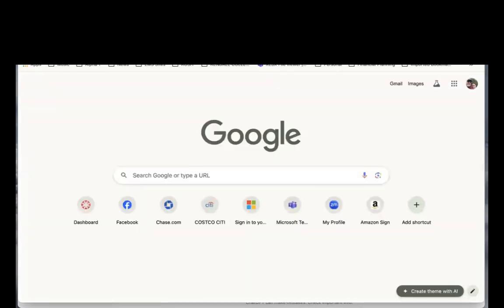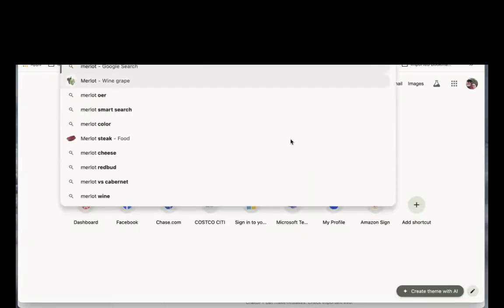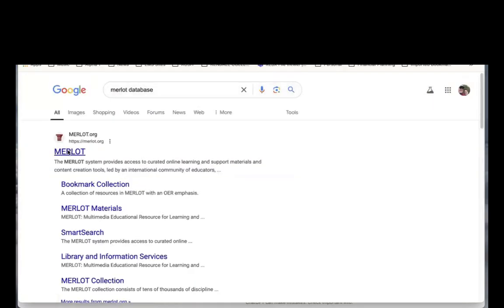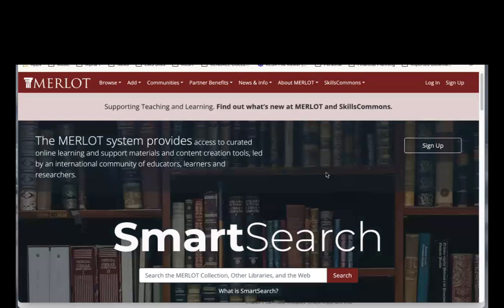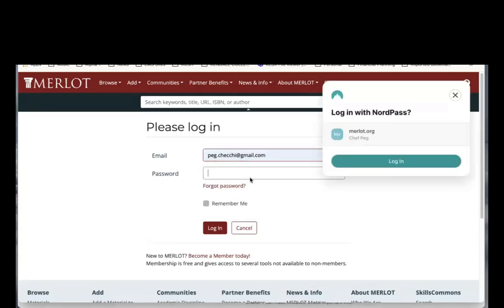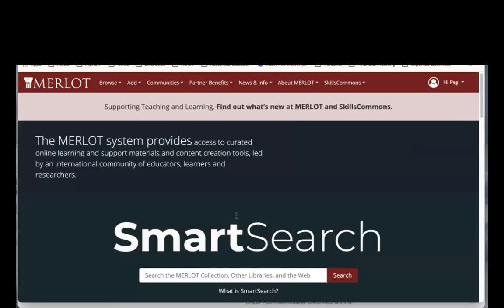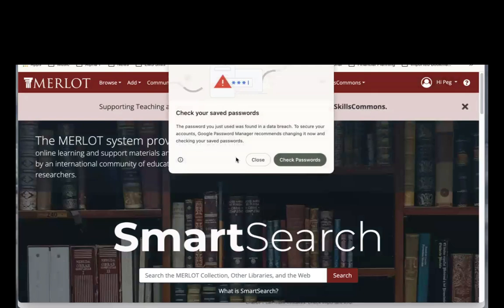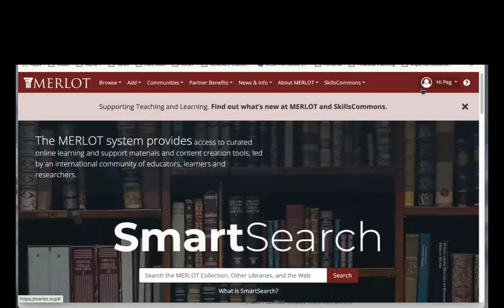One of my favorite ones to use is Merlot, not the wine grape, but the Merlot database. And again, this isn't the subject of the workshop, but we'll just do a quick little tour of it. If you wanted to, let me see if my account is still valid. It looks like it is. Look at that. How about that? I'm going to close that.